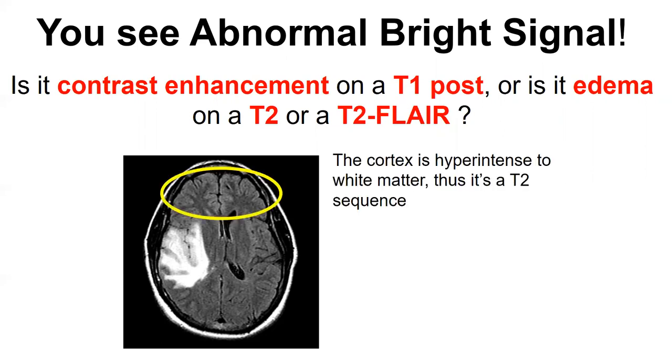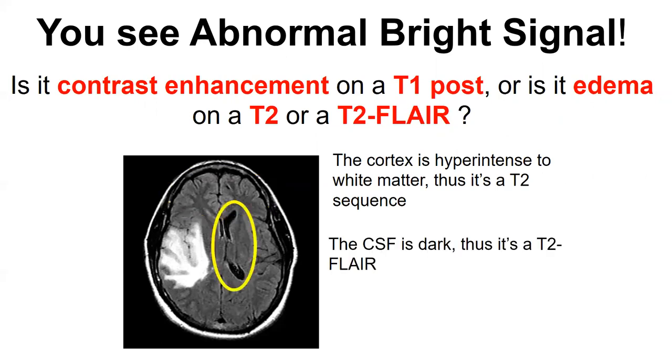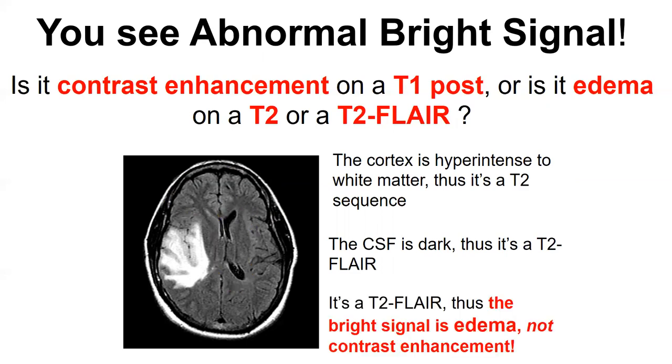All right, bottom line is the cortex is hyperintense to the underlying white matter, so it's a T2 sequence. The CSF is dark, so it's a T2 FLAIR. It's a T2 FLAIR, therefore, the bright signal you're seeing is edema. It's not contrast enhancement. You cannot assess contrast enhancement, but you can say that this is a T2 hyperintense lesion. You got that? Wasn't that fun?